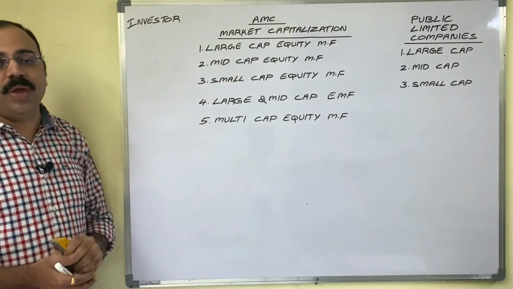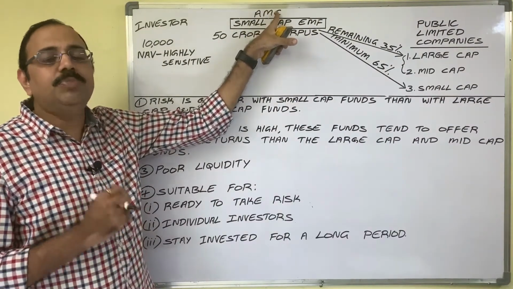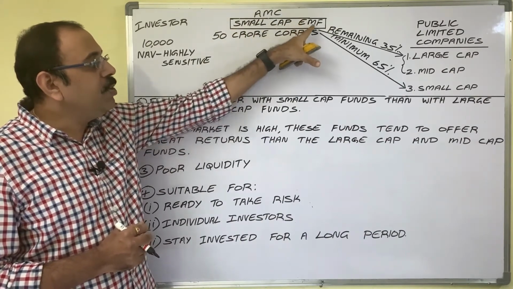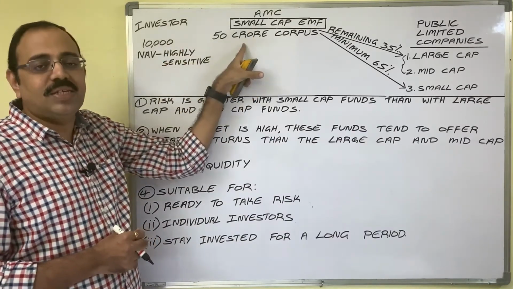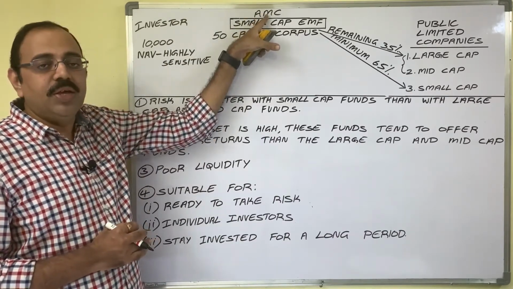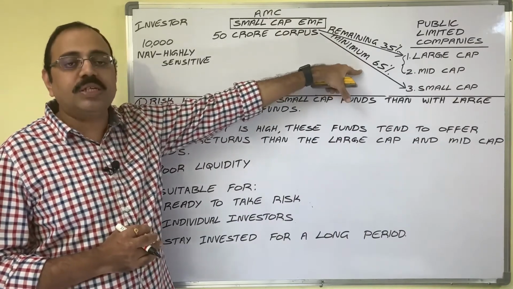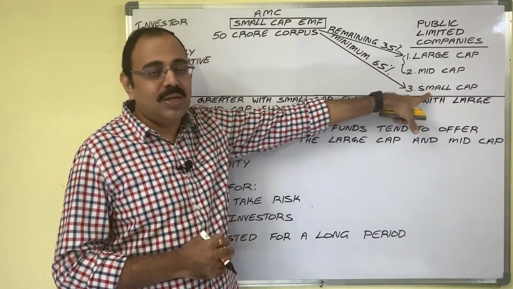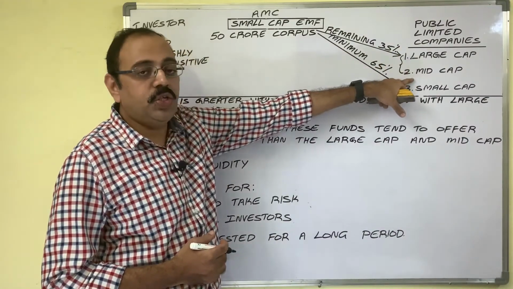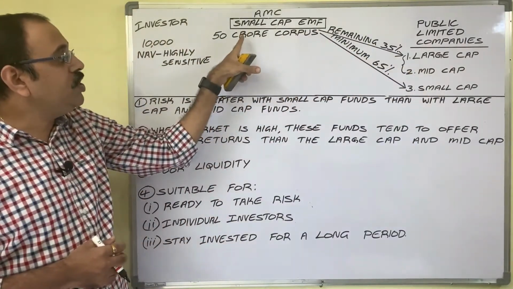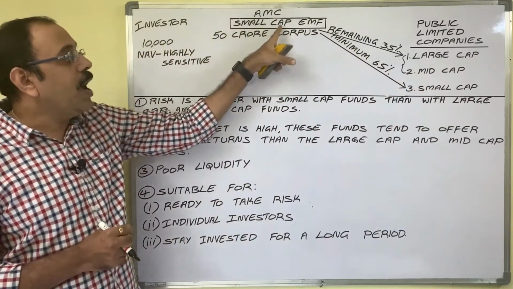Now come to our present topic, that is small cap equity mutual funds. For example, one AMC, asset management company, launched a small cap equity mutual fund scheme, and the company is able to collect a 50 crore corpus from 10,000 investors. Now the fund manager of the AMC should invest the maximum portion of this corpus, that is minimum 65%, in small cap company stocks. The remaining 35% he may invest either in large cap company stocks, mid cap company stocks or in both. Otherwise, he may invest the total corpus in small cap company stocks. Then that fund is known as a small cap equity mutual fund.